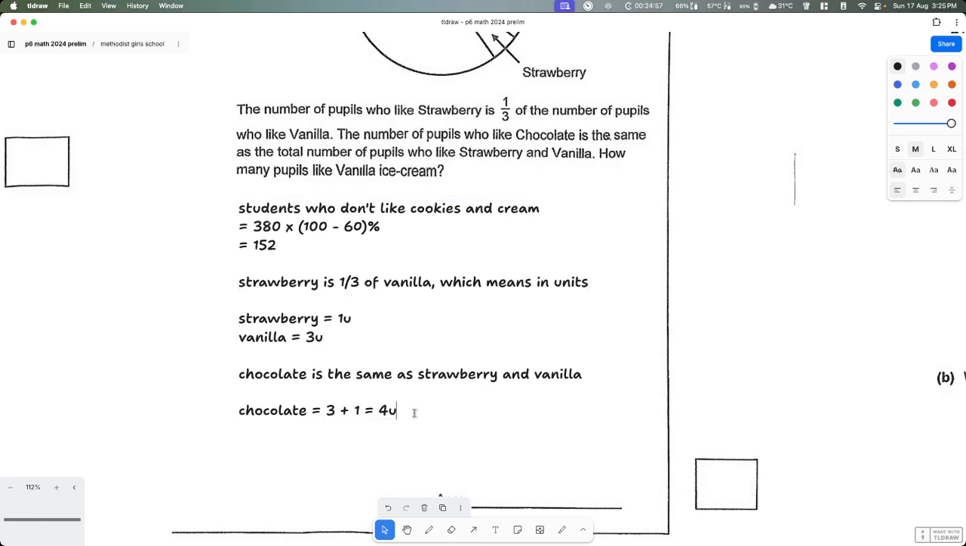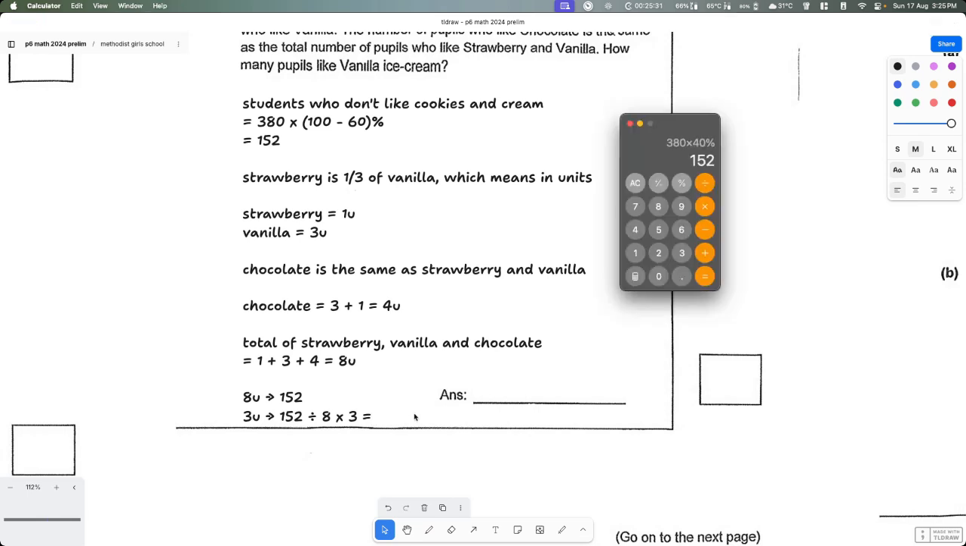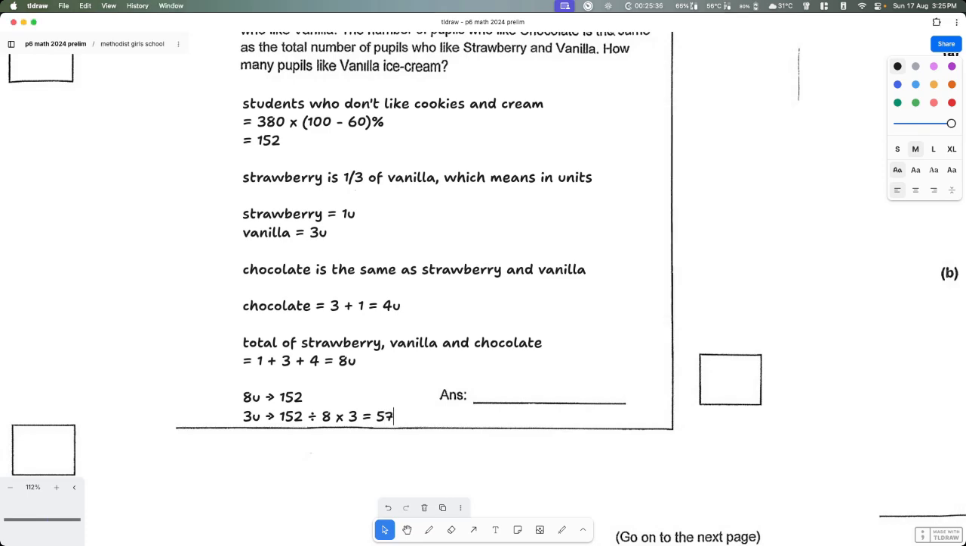Okay, so the total of strawberry, vanilla and chocolate is equal to 1 plus 3 plus 4 equal to 8 units. So that means 8 units is equal to 152. Okay, we want the vanilla. Vanilla is 3 units, which is equal to 152 divided by 8 times 3. It will become 57.